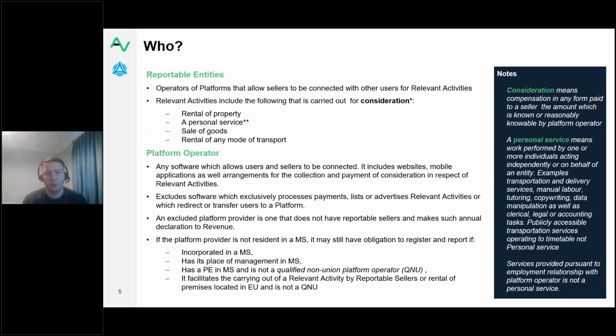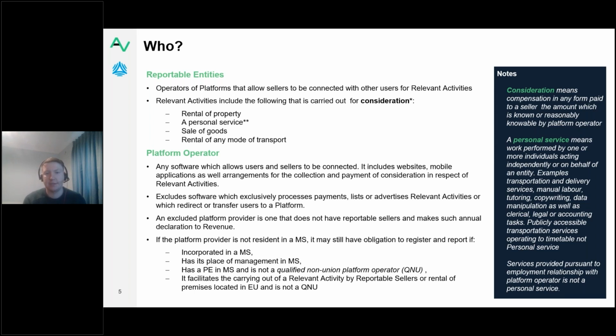Typically it would be websites, mobile apps, as well as any arrangement that allows for the collection and payment of consideration in respect of a relevant activity. A platform operator is not just any software that exclusively processes payments, or is used for listing or advertising of relevant activities where the actual transaction takes place outside of the platform. An excluded platform provider is one that does not have any reportable sellers in the EU, and it also makes an annual declaration to revenue each year.